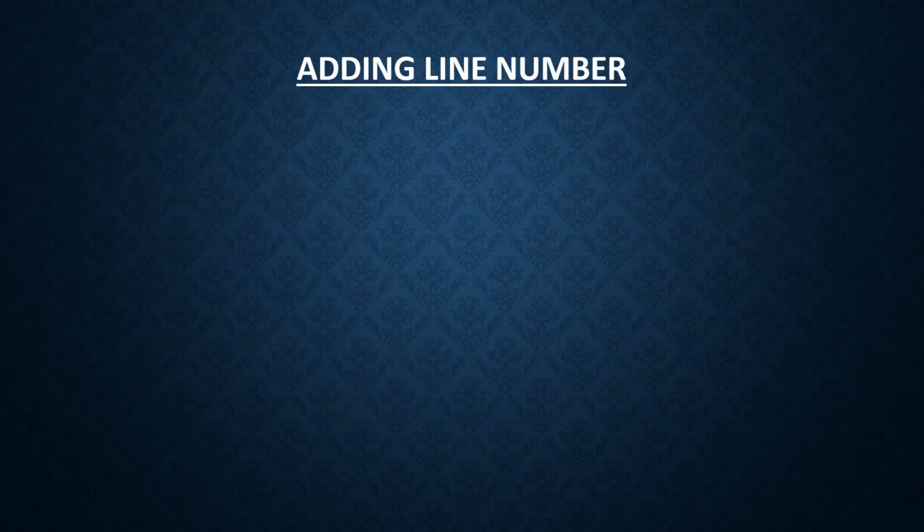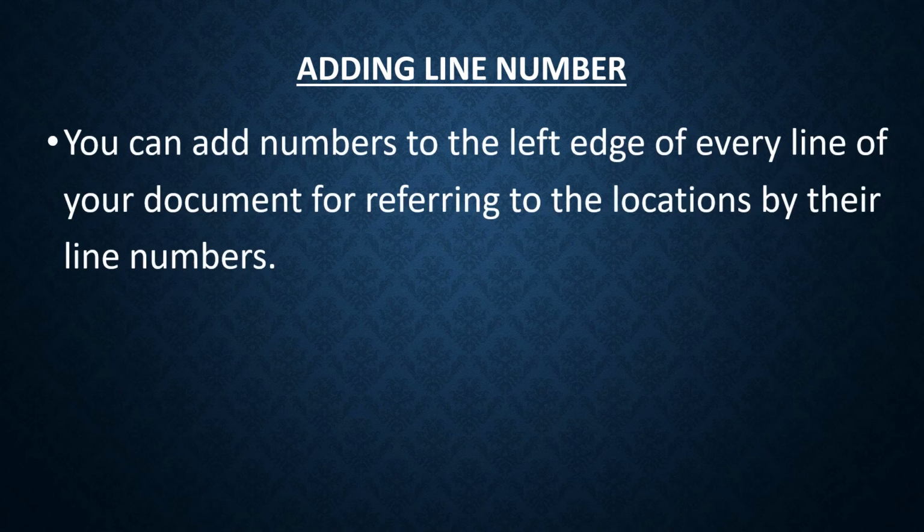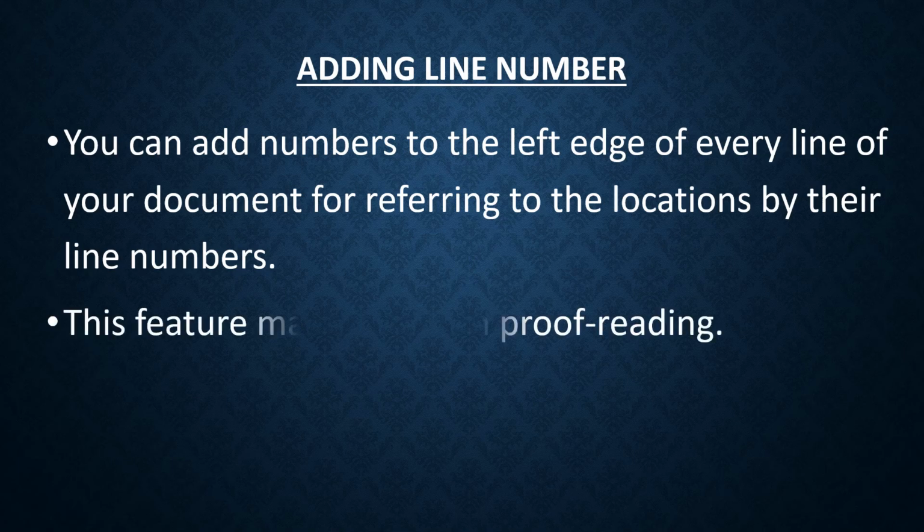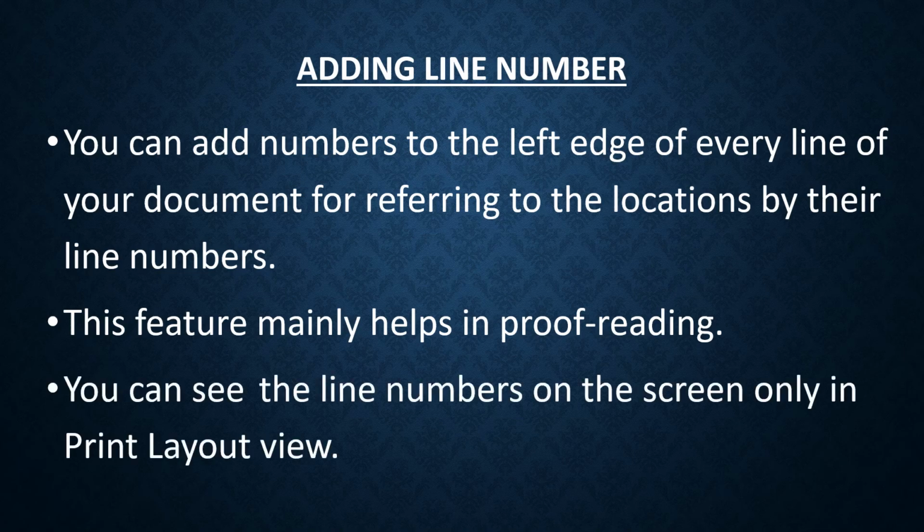Children, now let us learn about adding line number. You can add numbers to the left edge of every line of your document for referring to the locations by their line numbers. Suppose the document is very long and you want to proofread. So, line numbers will be very helpful for your document. This feature mainly helps in proofreading. You can see the line numbers on the screen only in print layout view.